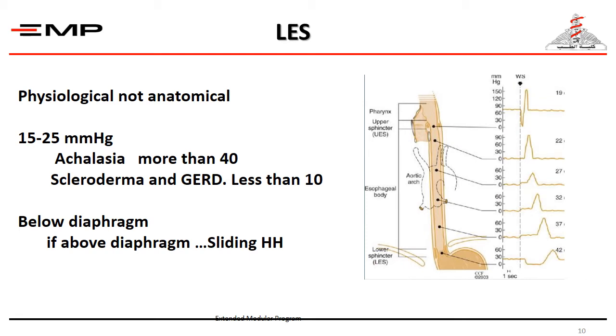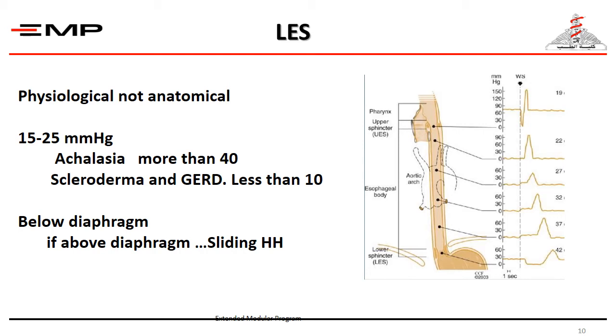The lower esophageal sphincter is a physiological sphincter, not a true anatomical sphincter, having a pressure from 15 to 25 millimeters of mercury. This pressure becomes very high, more than 40, in one pathological condition called achalasia, and becomes very low in gastroesophageal reflux disease and scleroderma, usually below 10.